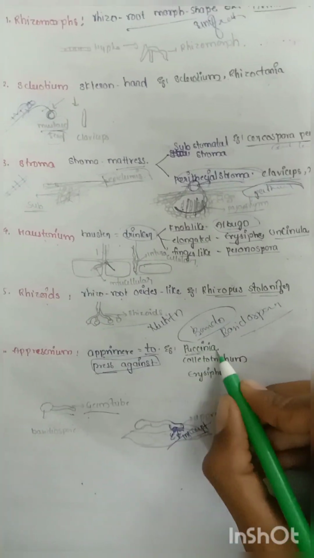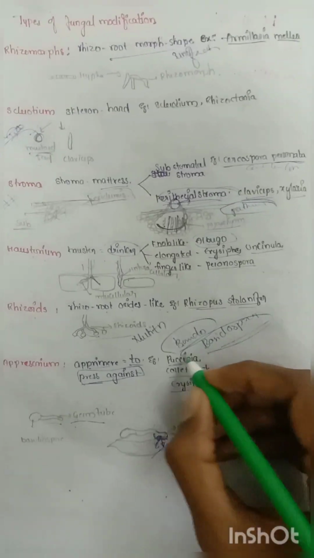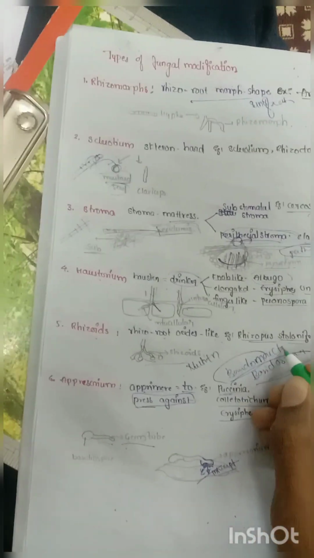Examples for the appressorium are Puccinia, Colletotrichum, and Neurospora. All Basidiomycota are examples for the appressorium.